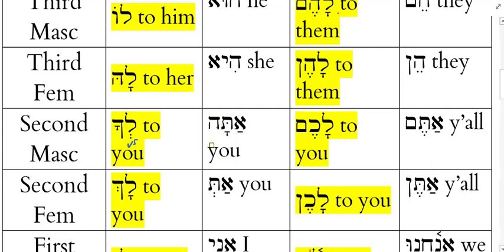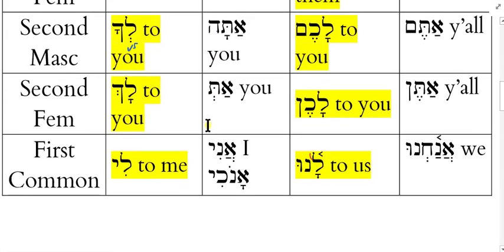Let's go to the way to say to you, woman. It's going to be lach. Say that with me, lach. So remember how we learned that a shava at the beginning of a word is always vocal, right? Shava at the end of the word is always silent. So that is a silent shava we're seeing. Lach, not lacha. Okay, lach. So this is to you, woman. And let's compare that with the independent pronoun for you, woman. It's at, at. So what's the same here? The shava silent, right? What's different? The tav versus the kaf.